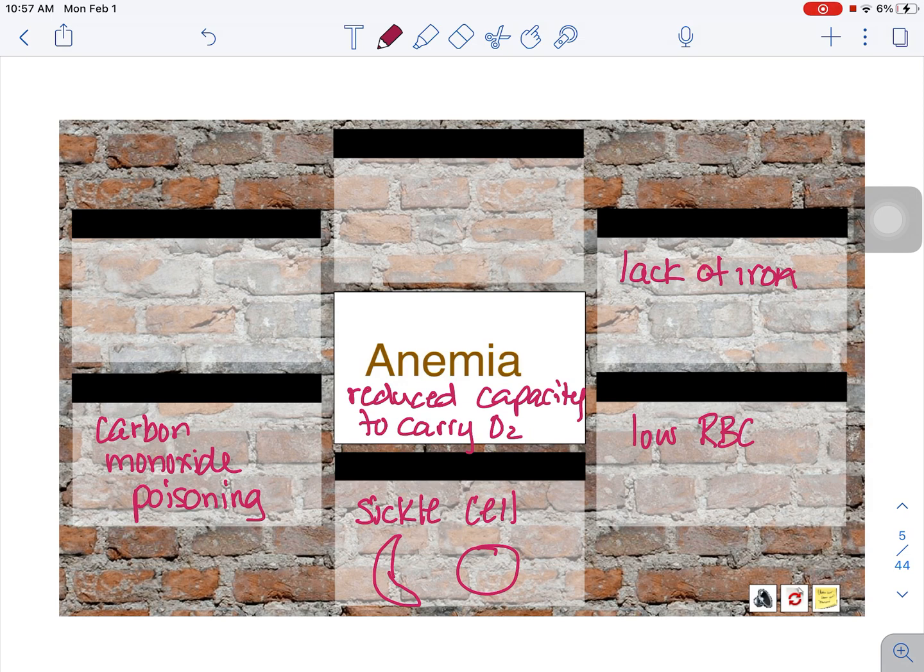So I would say definitely the most common causes of anemia when dealing with red blood cells are lack of iron and low red blood cells. All right, so that's the notes on red blood cells, and then I'll do another one for white blood cells.